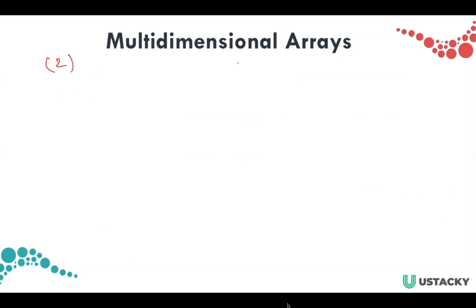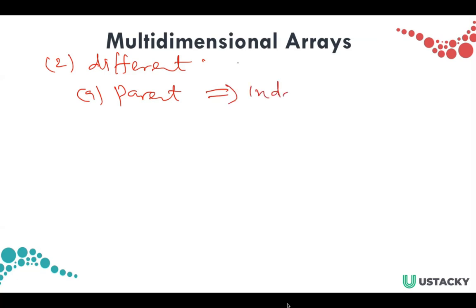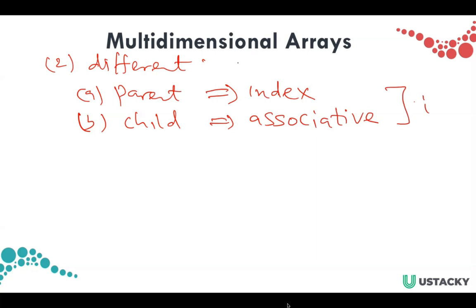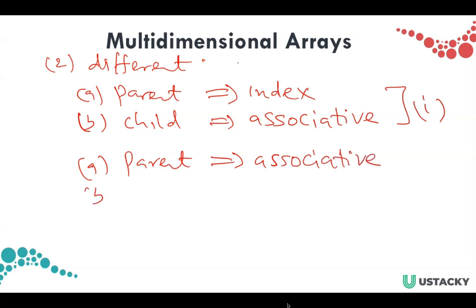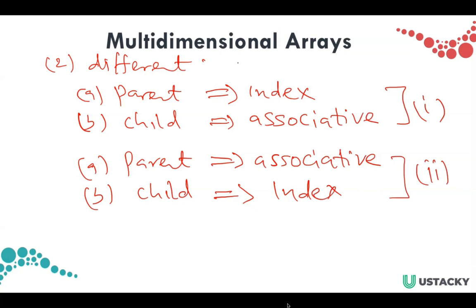The other type is different arrays. In this case, the parent and the child are of different array types. So you can have something like this. The parent can be an index array, and the child can be an associative array. This is a possibility. Another possibility is you can have the parent to be an associative array and the child will be an index array. So we have four different forms. In subsequent tutorials, I'll be talking about these four different forms.